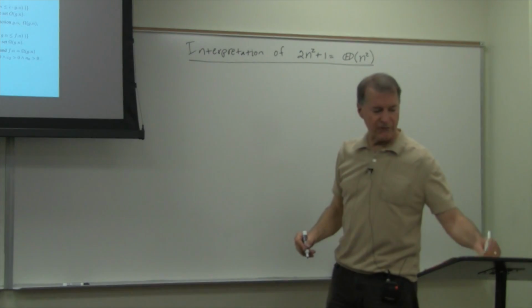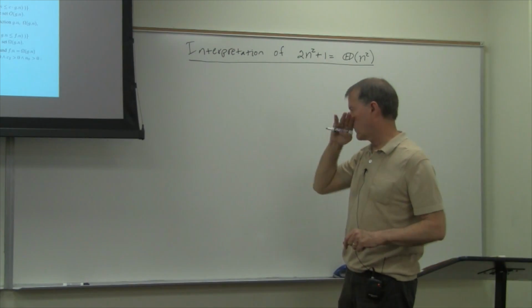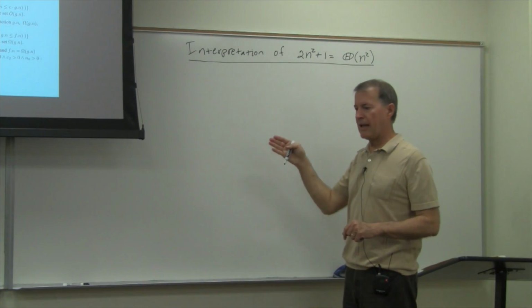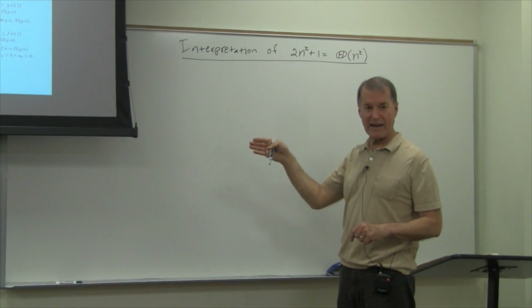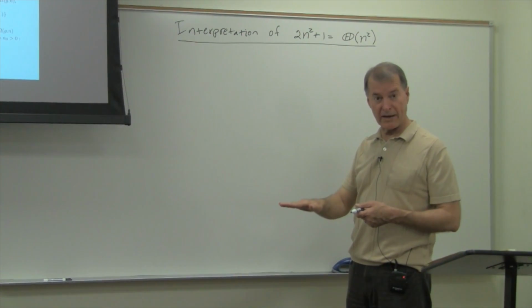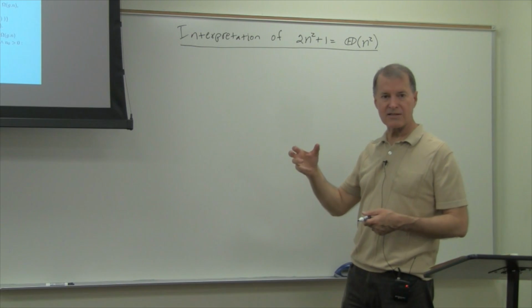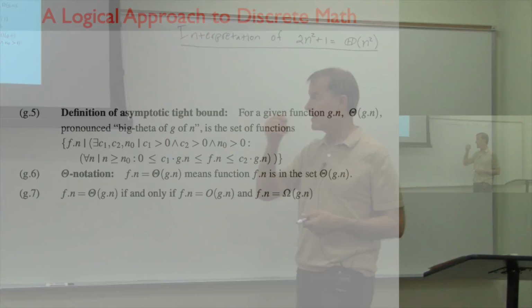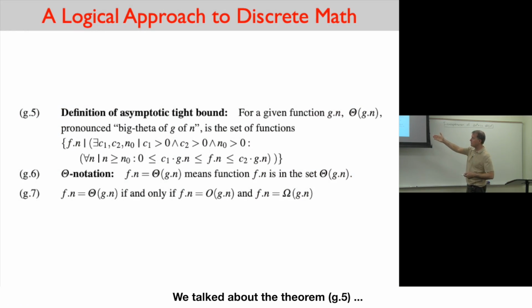Now, last time we defined big O and big omega, right? Big O was the upper bound, big omega is the lower bound. And then big theta says that it's both an upper bound and a lower bound. And then we just talked about this theorem, G.6. Big theta of g(n) is the set of functions, and in this range there exist a c1, c2, n naught, and so on.